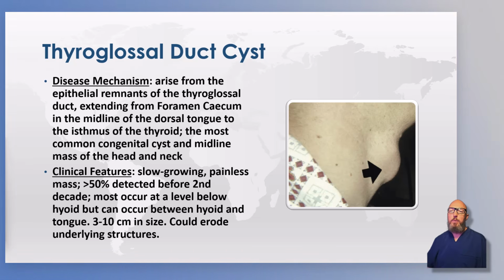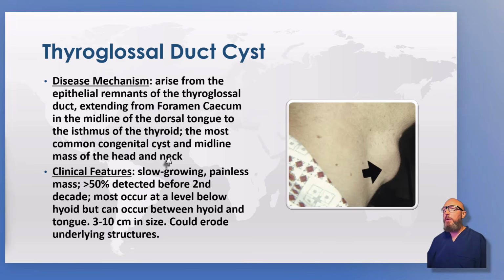And this is actually the most common congenital cyst and midline mass of the head and neck. And so if you see a midline mass in the soft tissues, this should definitely be on your differential. And so this is developmental. It should be detected before the second decade. And so we said it could arise anywhere from the foramen cecum, but typically it's a little bit lower. Typically it arises somewhere below the hyoid bone, although it could arise in the tongue.